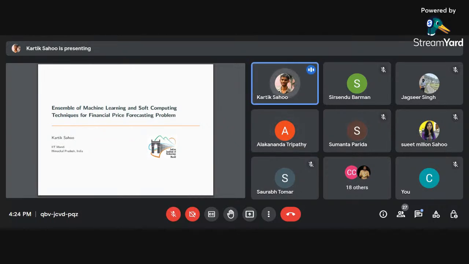Evening, everyone. So, this is Kartik sir, and I am going to talk about ensemble of machine learning and soft computing techniques for financial price forecasting problem.